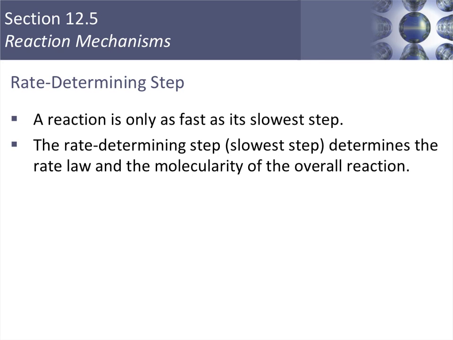In every multi-step reaction, there will be one step that is slower than the others, and this is what is referred to as the rate determining step. And it's this step that actually determines the form of the rate law. If we were able to know what that step was, then we could know the rate law for any particular reaction. So we'll see kind of how that works out in a little bit.